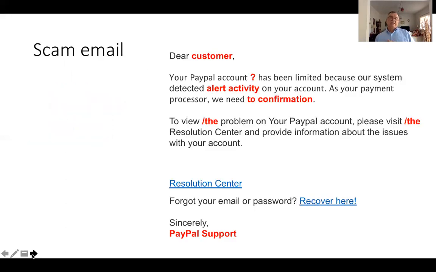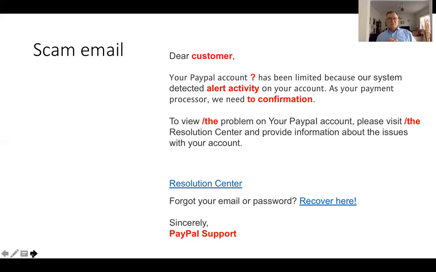This is one that I got purporting to be from PayPal. And I put in red the things that raised alarm bells. So I thought, is this really from PayPal? Dear customer, well, they've not used my name for a start. Your PayPal account, they haven't used any number or any reference to my account. Alert activity, the language sounds a bit strange there. And then "we need to confirmation." Well, that's more than strange, that's incorrect.